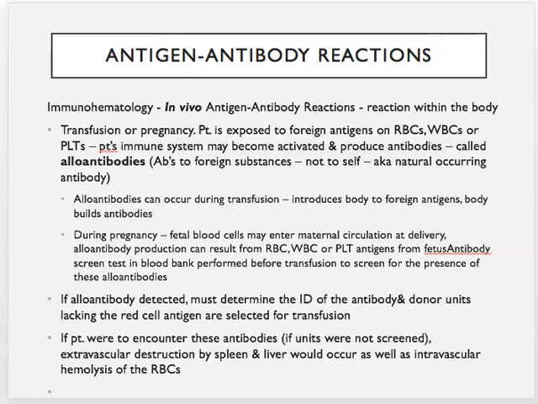So if allo antibodies are detected during that antibody screen, we have to determine the identification of the antibody, and any donor units that we're going to give to the patient for transfusion have to be lacking the red cell antigen that the patient has the antibody for. Because if the patient has the lock, and we're providing the key through that process of blood transfusion, then we're going to have a reaction, an agglutination reaction.